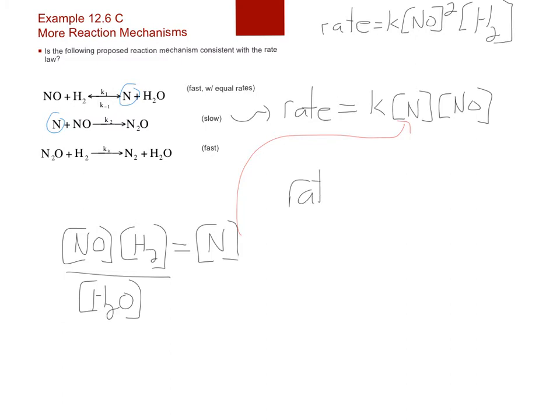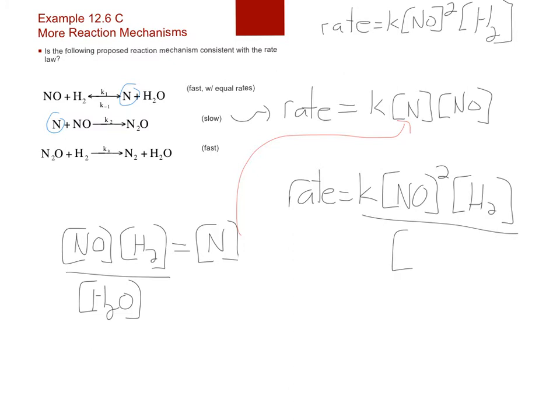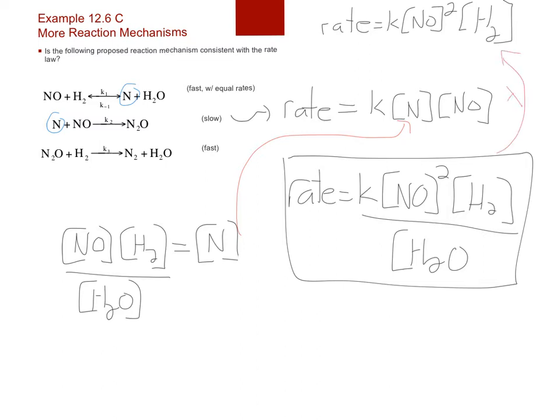So if we rewrite this, we get rate equals k. Now N is going to be NO times H2. Well, I already have an NO, so I'm getting another one in there. So this is NO to the second power times H2, but this is going to be over H2O. Okay, so substituted, this is my rate law, once I substitute that N in there using the equilibrium in step 1. Now we can see that this doesn't match here either. So it's closer. We don't have the water in the bottom, but the top matches.